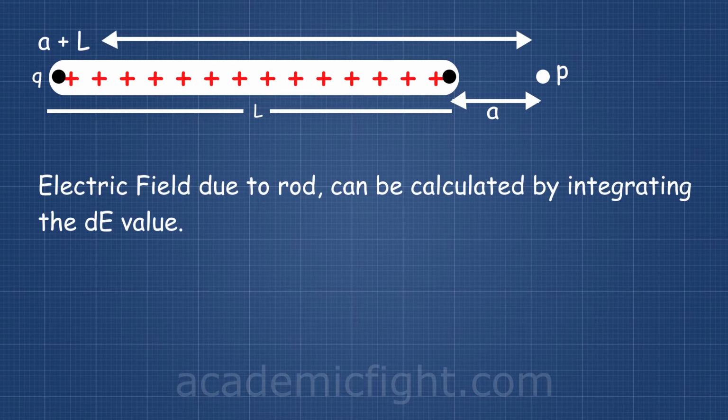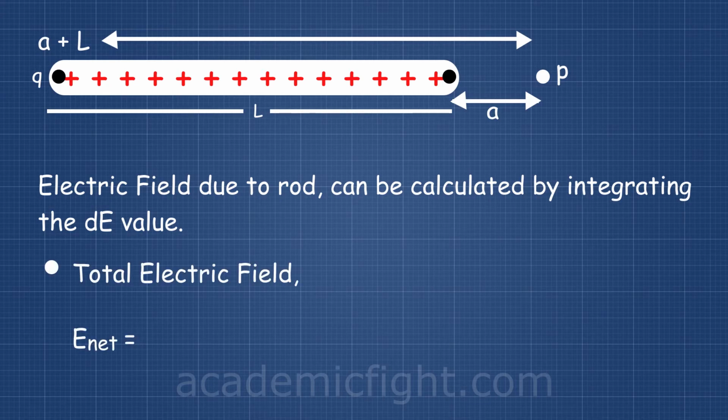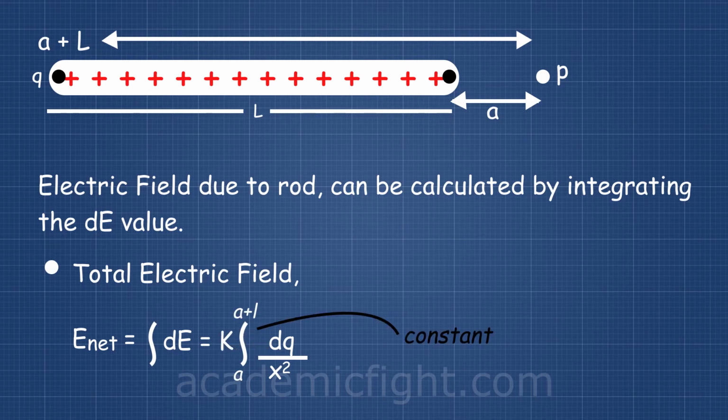So the entire electric field due to the rod can be calculated by integrating the dE value. So we have total electric field, or E net, is equal to the integration of dE, which is equal to the integration of k dq by x squared. And this integration needs to be done from A to A plus L. K being a constant, comes out of the integral.